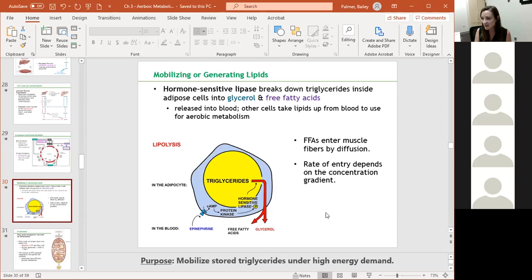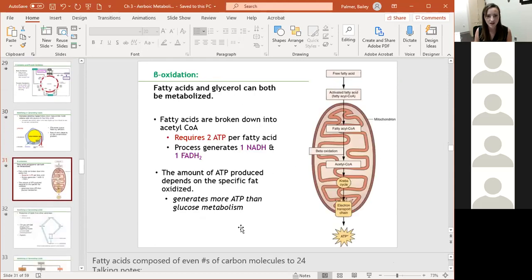Next is the role of lipase, also called hormone-sensitive lipase. This is an enzyme that breaks triglycerides into glycerol and fatty acids. We know that glycerol cannot be used by the muscle tissue, but it can be used by the liver to make more glucose. So glycerol, we can't really use it, but the fatty acids we can use. So fatty acids is what we're going to talk about here in beta oxidation.